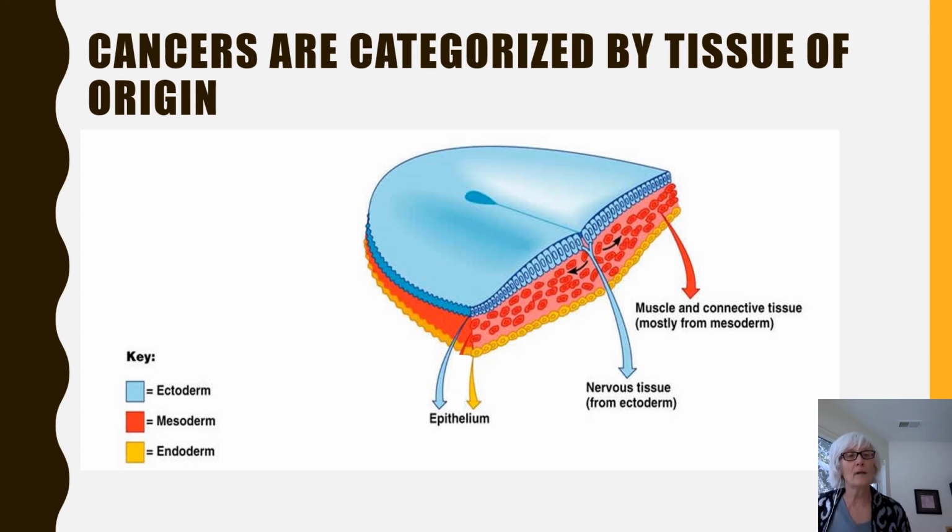Cancers are categorized based upon whether they are derived from ectoderm or mesoderm. Ectodermal tissues develop into carcinomas, and mesodermal tissues develop into sarcomas. So you guys have probably heard those words before, carcinoma and sarcoma. And essentially what they mean is what tissue or what layer of tissue did this cancer arise from. Again, carcinomas arising from epithelial tissues and sarcomas arising from mesodermal tissues.